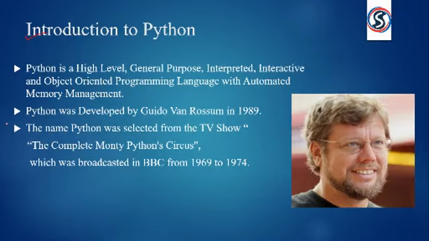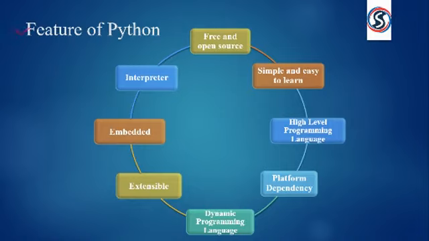So who developed Python? Python was developed by Guido van Rossum in 1989. The name Python was selected from the TV show The Complete Monty Python Circus, which was broadcast on the BBC from 1969 to 1974. Now next we have the features of Python.